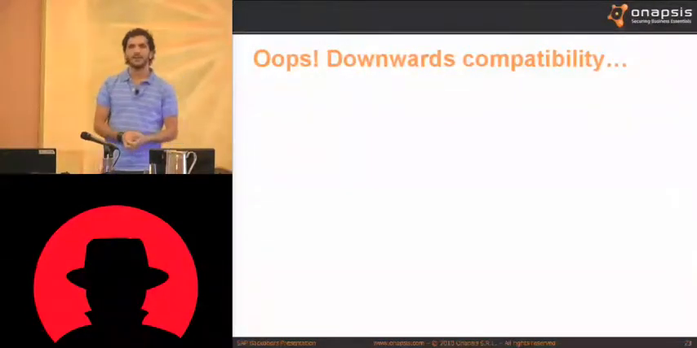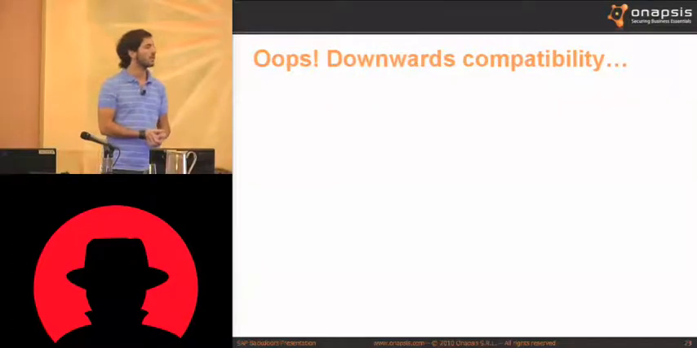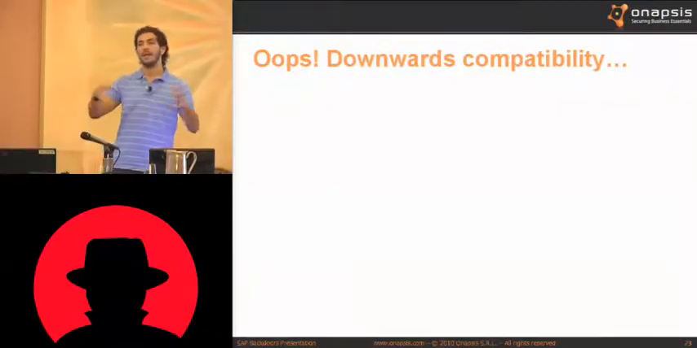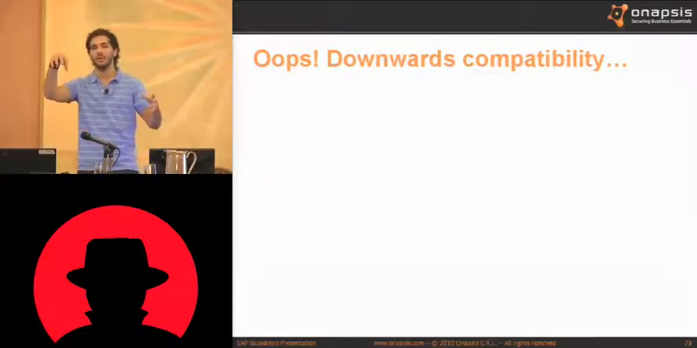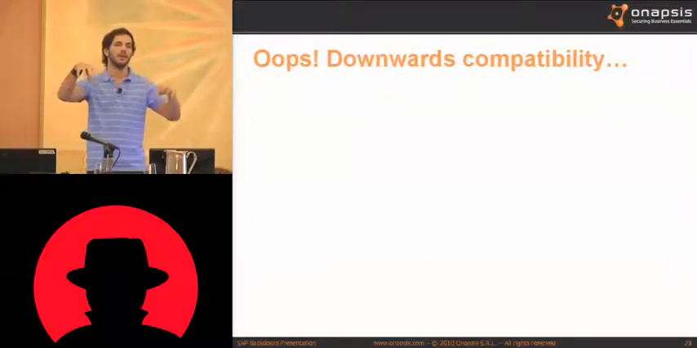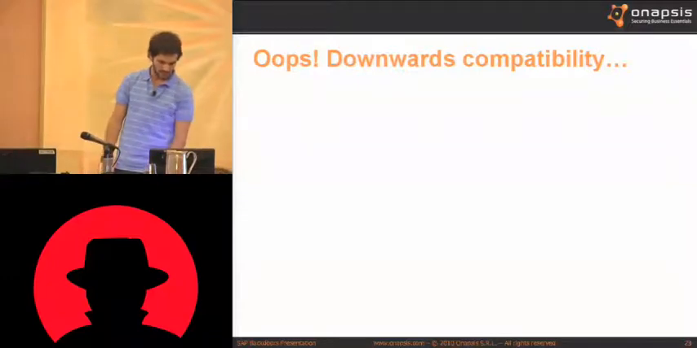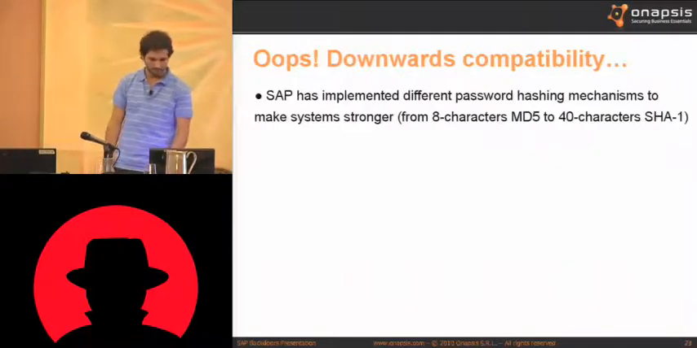The problem is that there is something called downwards compatibility in SAP systems, because you may have a complex landscape composed of really new systems, but you can have some legacy SAP versions. So we're going to see what it means from the security point of view.